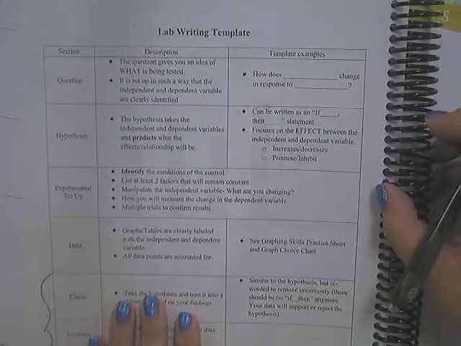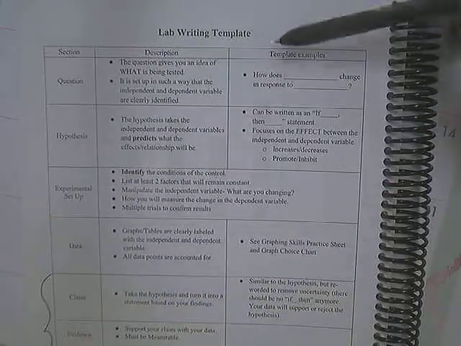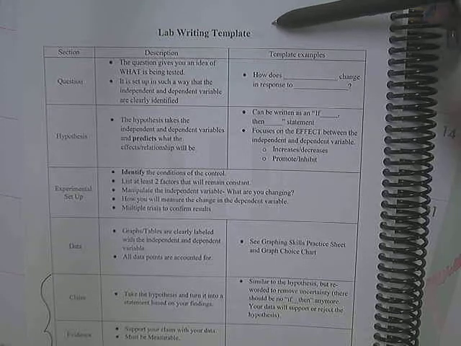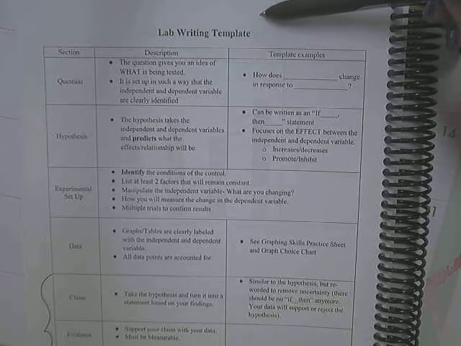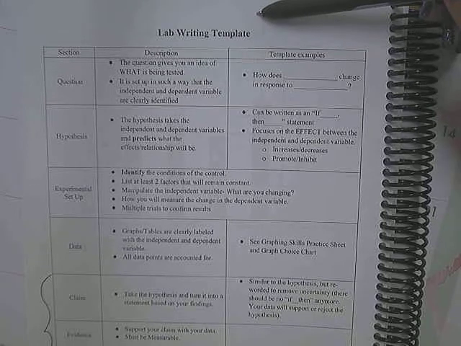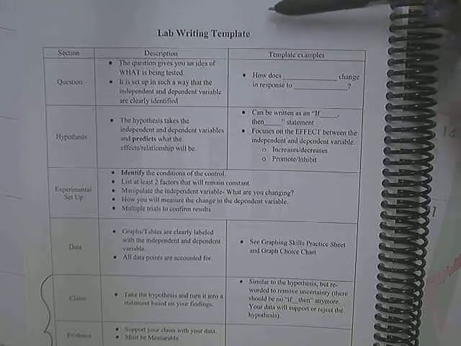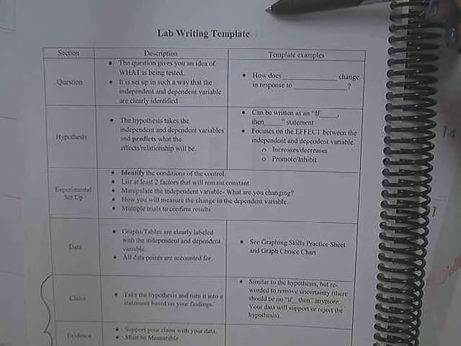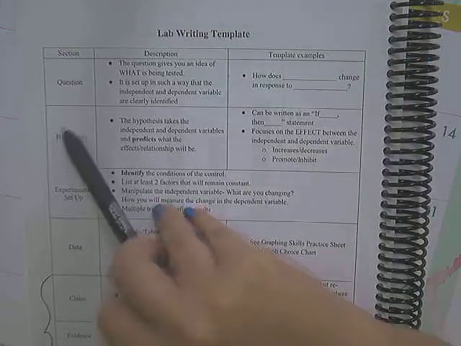When you are writing labs, you're either going to be investigating some phenomenon in biology, or we're going to be doing what's called reverse engineering, which is where you are given the data and you have to work backwards. This is frequently what you see on the AP exam. So let's talk about the different sections of your lab writing template, the first of which is the question.